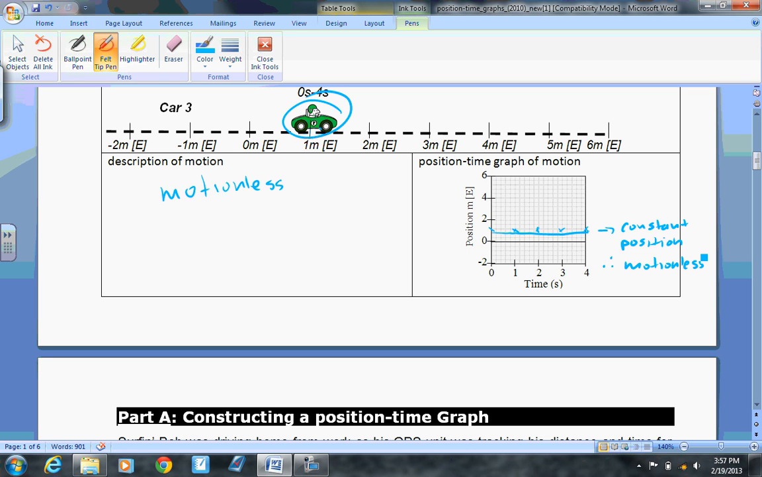So in each situation, you saw we have a nice straight line, and the object is either not moving or has a constant motion. I think we'll end here for now.